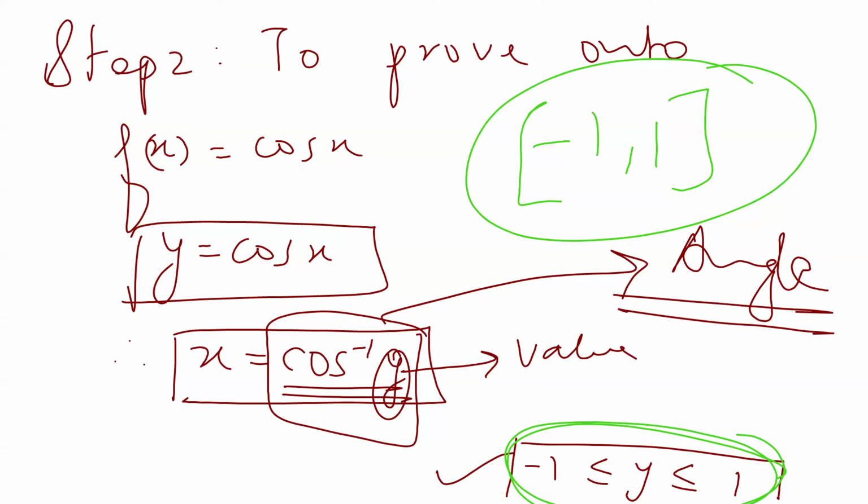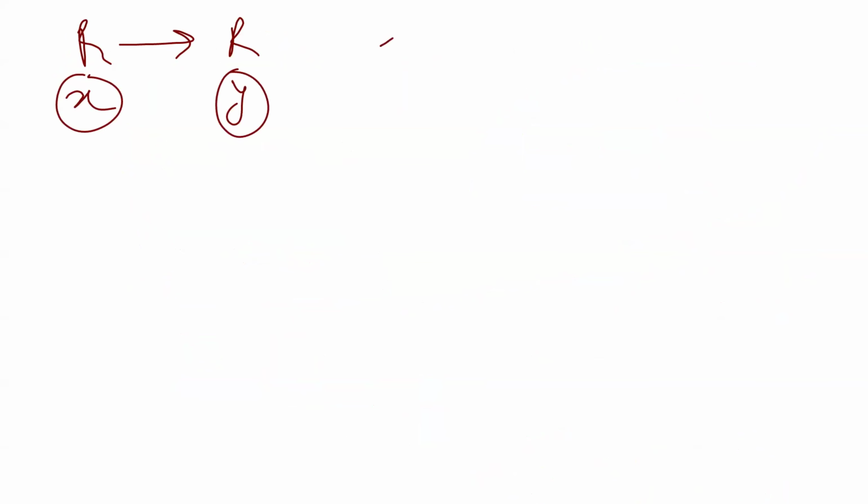We'll take the same problem for sine. It's not given in the textbook, but we'll try to understand it for sine, just as an additional example. So let's go to that. This is an extra problem. This is x, this is y, real number to real number. F of x is equal to sine x. Step 1.